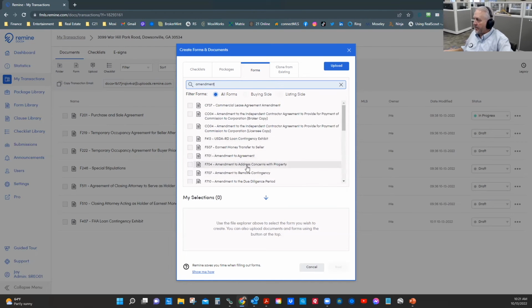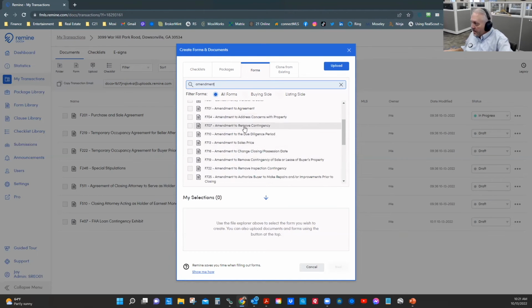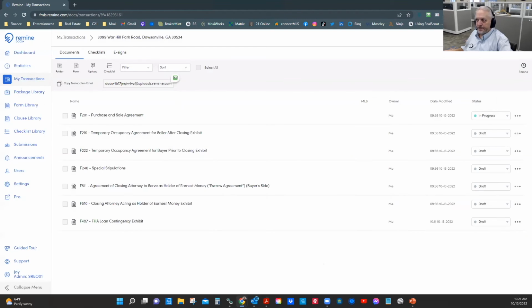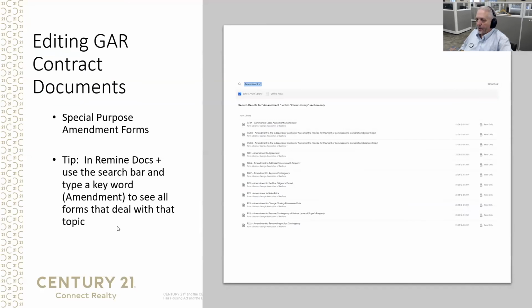Here's the generic amendment to address concerns, amendment to remove the contingency, amendment to due diligence. All of these are available to you. I strongly encourage you to use them and upload them. Okay. Questions about that?